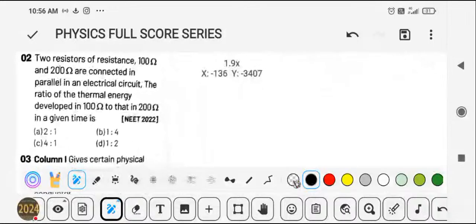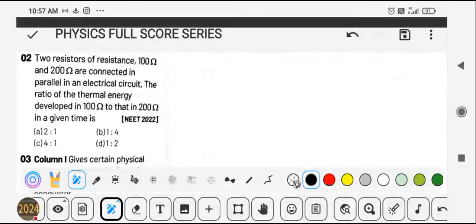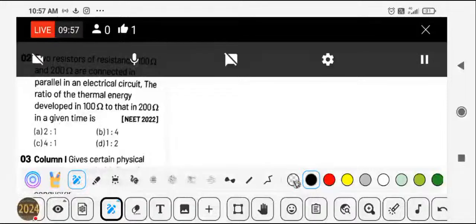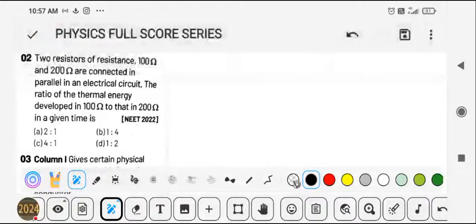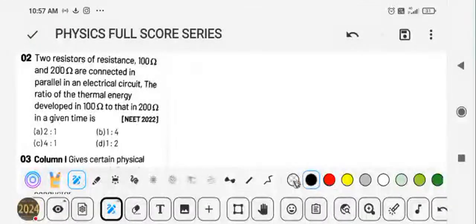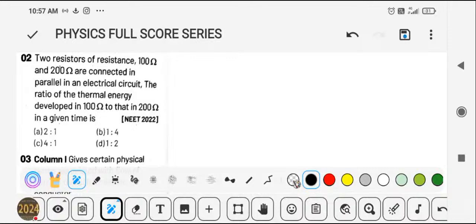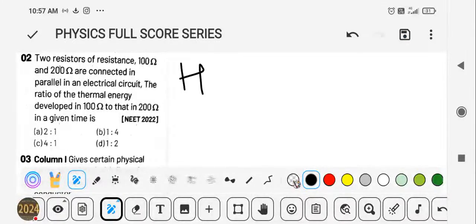Two resistors of resistance 100 ohm and 200 ohm are connected in parallel in an electrical circuit. The ratio of thermal energy developed in the 100 ohm to that in the 200 ohm is given by. They are asking for the ratio of thermal energy. What is the thermal energy? That is H is equal to V square by R into T.